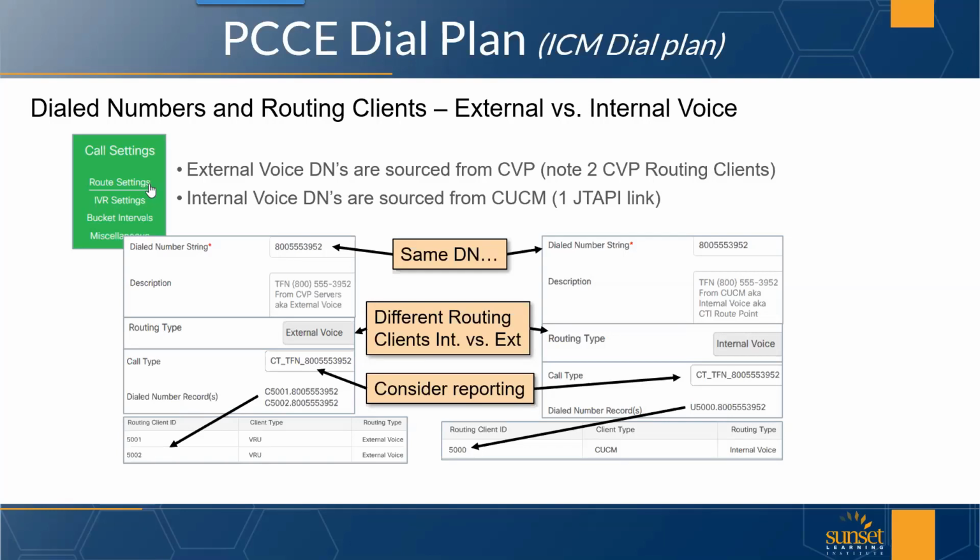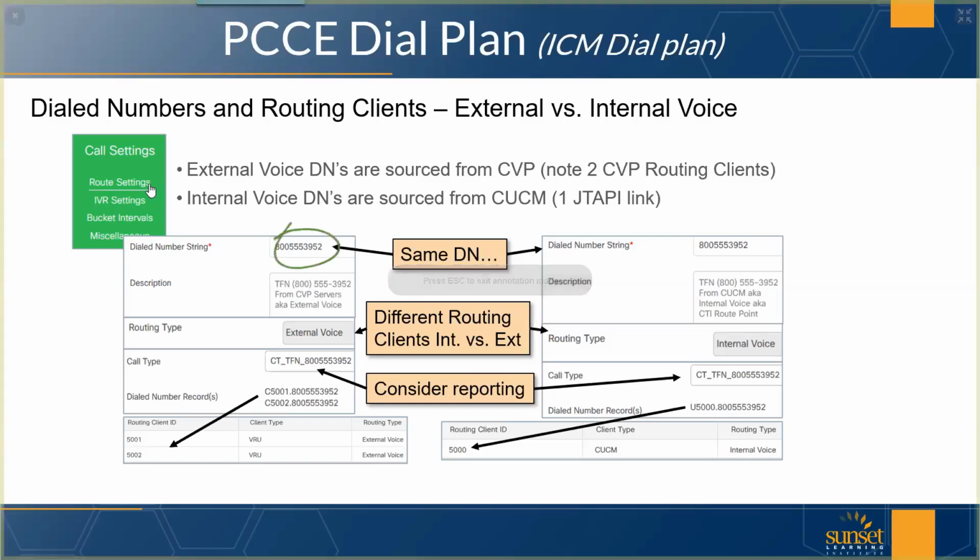And in this example, we've got the same dialed number string, but we've got two different routing clients. We've got an external voice routing client and an internal voice. This configuration is assuming an agent has dialed 800-555-3952. It's an internal voice. This assumes that a caller has dialed this number via the ingress gateway and CVP to then come into ICM.